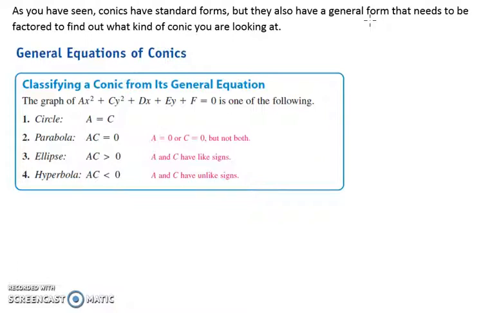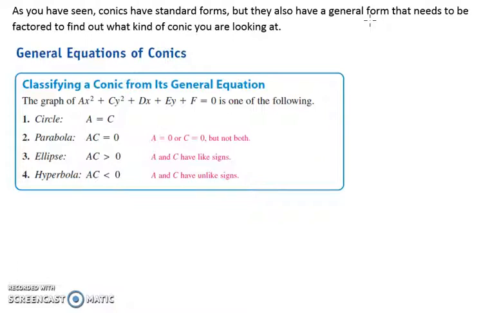Ax squared plus cy squared plus dx plus ey plus f equals 0. Now we could go through, complete the square for everything, and then figure out what it looks like and figure out from there which conic it is. Or we can kind of look at the numbers that are attached to our squared values. So if a and c are the same thing, then we're going to end up having a circle. If a times c equals 0, or a equals 0 or c equals 0, then we have a parabola, and that just means we don't have one of the square terms. We either have an x squared or a y squared.